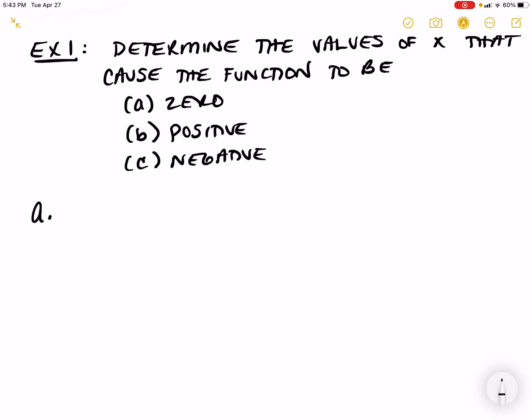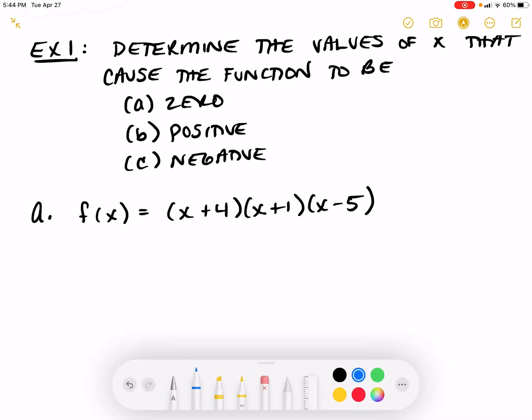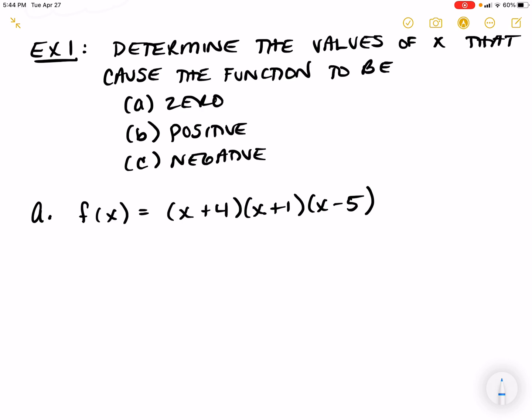So for part A, we're going to use the function f of x equals (x plus 4)(x plus 1)(x minus 5). What we have here is a polynomial function, which, if I multiplied all the factors, would be third degree. So the first thing we need to do is determine the roots, all the places where the function equals 0, which is why they call them the zeros.